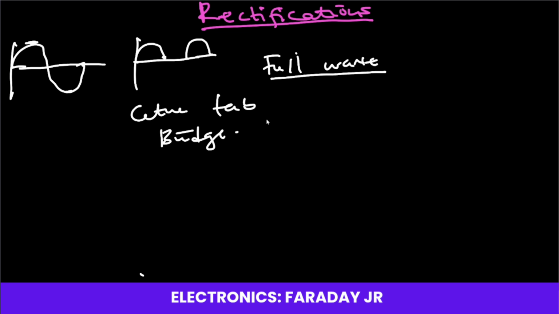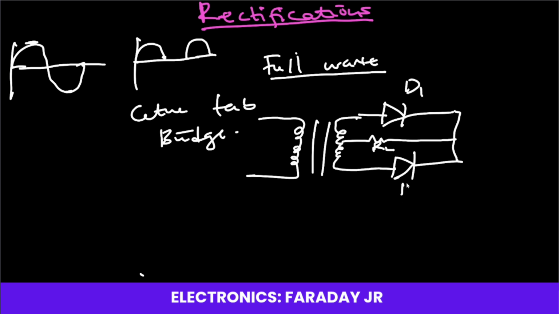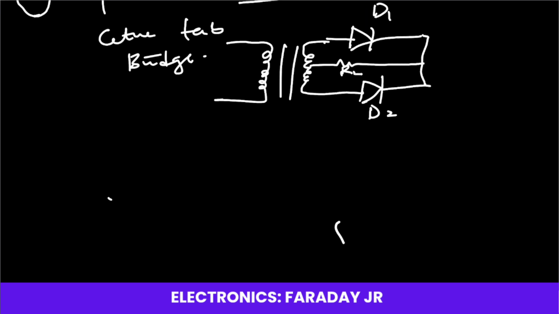Now the center tap rectification has a transformer. So this is our transformer. And then we have our diode here, another diode here, like this. Okay. And then we have a resistance in between it, right? So this is called the load resistance. We have diode 1, D1, and then we have D2. We have D1 and D2.